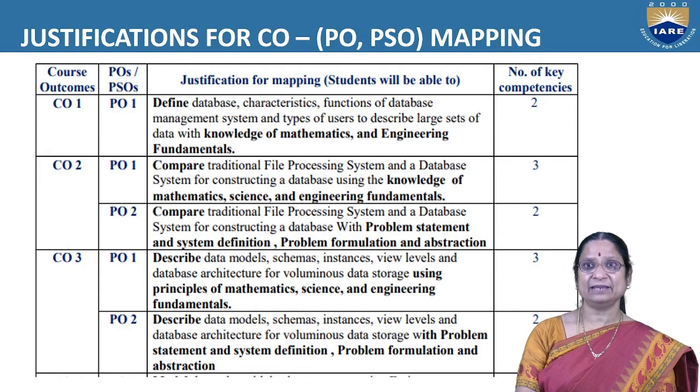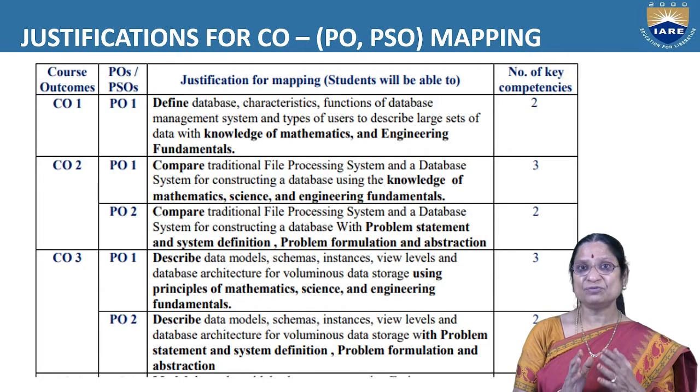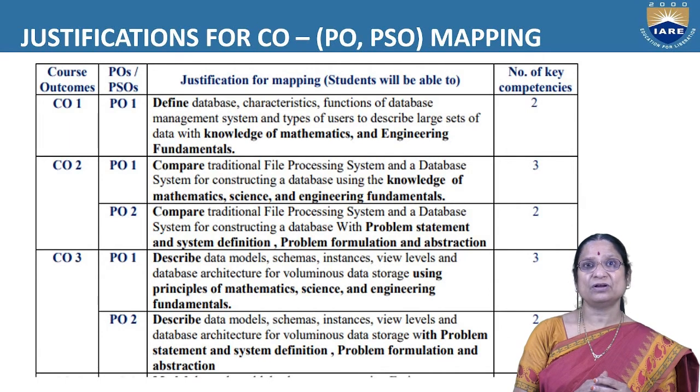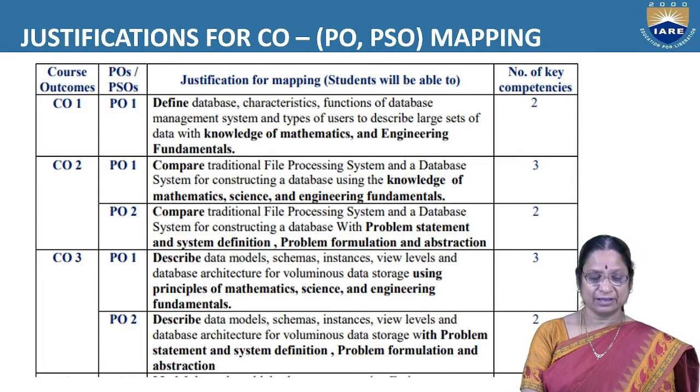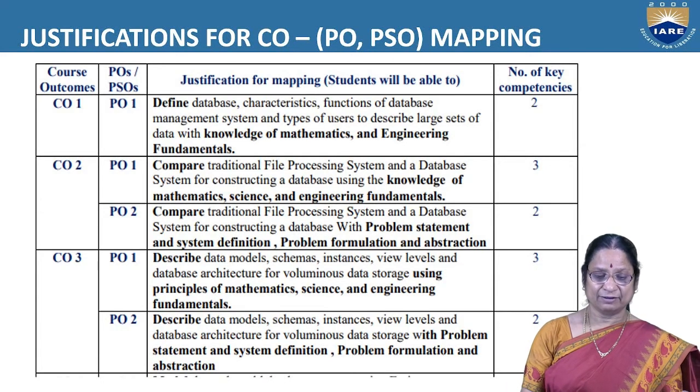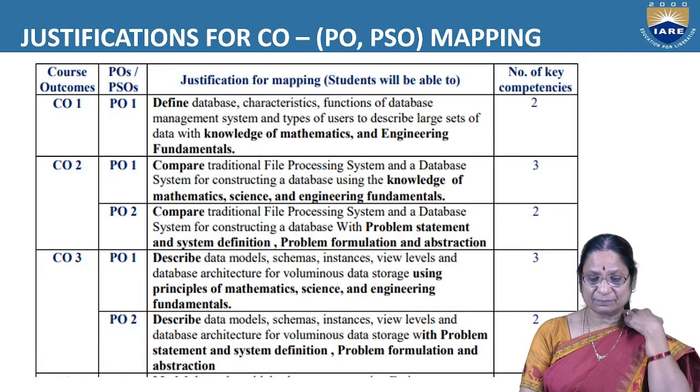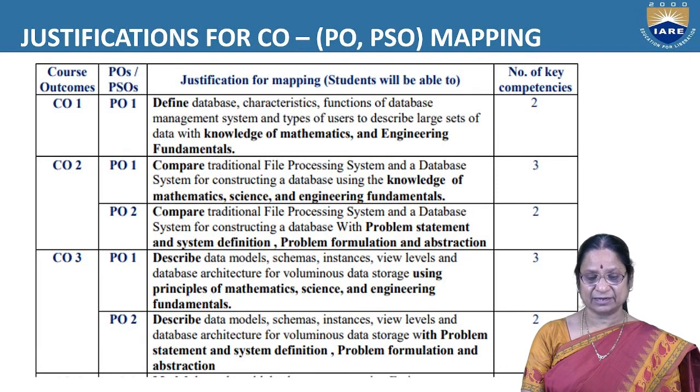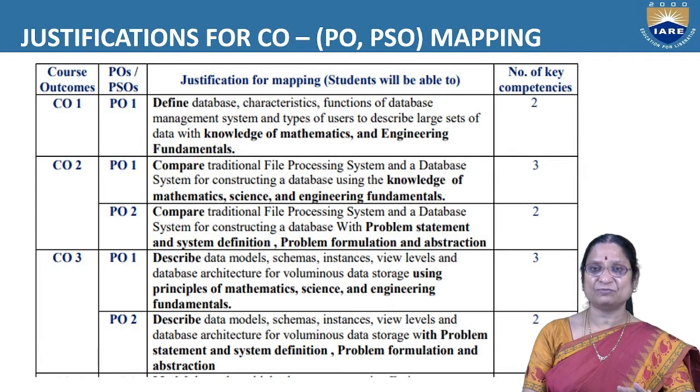That means how many vital features are mapping with our CO. Depending upon that, we are writing here the number of key competencies. Coming to CO2, CO2 is mapped with PO1, PO2. PO1 means here, compare traditional file processing system and database system for constructing a database using knowledge of... that means this is the CO for us.